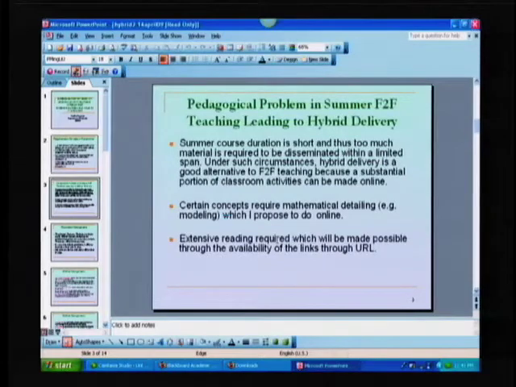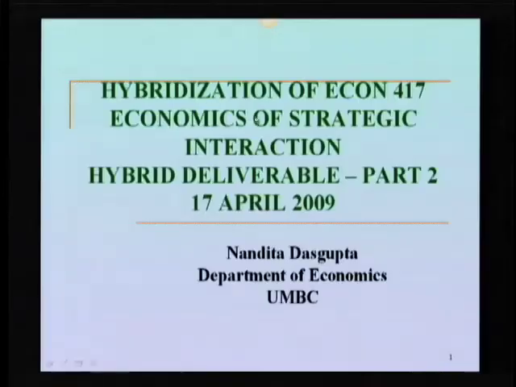So the pedagogical problem. Indeed, we're going to try to put this into slideshow mode. Okay. Sorry. There we go. That's all right.